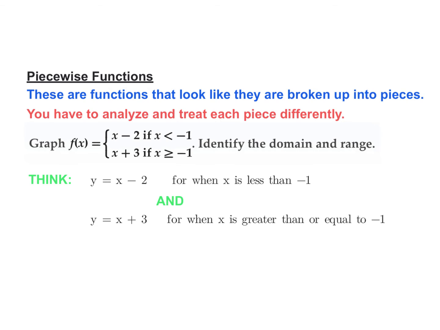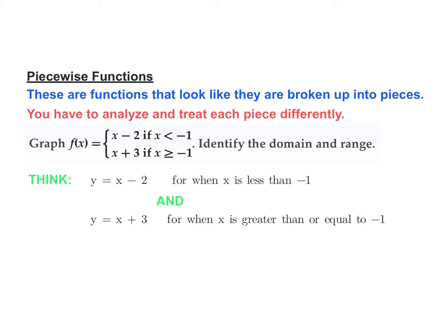Here's what you want to think. You want to think y equals x minus 2, and I'm changing it to y because, what kind of equation do I have here? What form is this in? Slope-intercept, right? y equals x minus 2, for when x is less than negative 1. That's the top rule. The bottom rule is y equals x plus 3, when x is greater than or equal to negative 1. That's how you want to think about these types of functions.